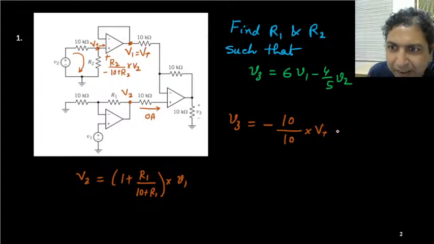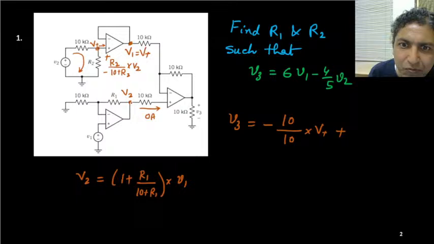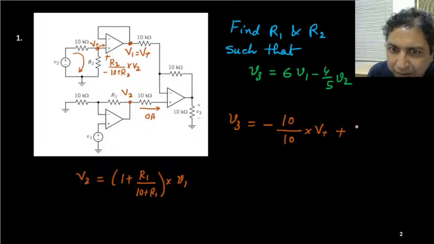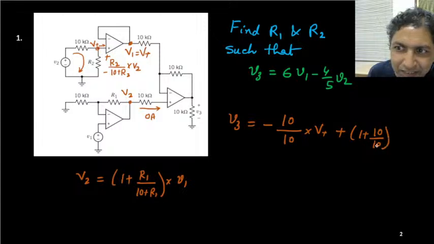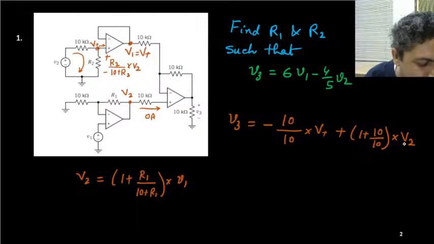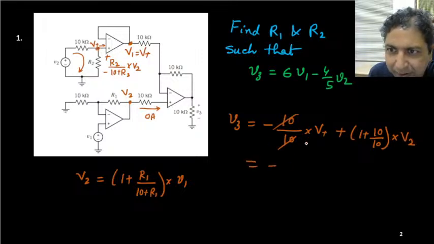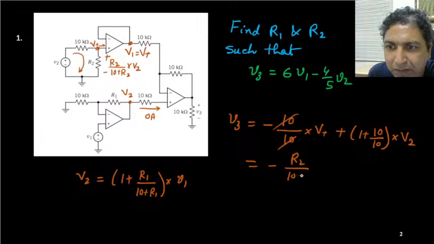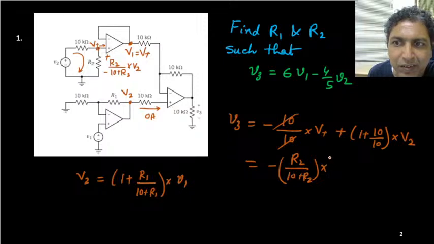Is it okay? Plus this V2 is now in non-inverting mode. So what is the gain? Again 1 plus RF by R1, 10 by 10, times this V2. Is it okay? If you simplify, it is minus V plus. V plus means simply R2 upon 10 plus R2 times this V2.